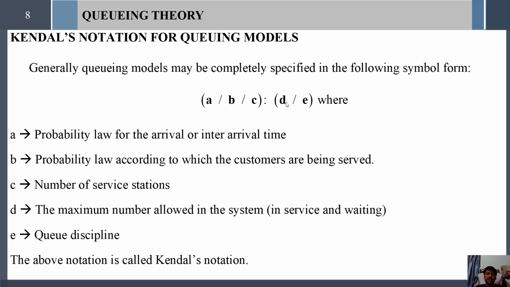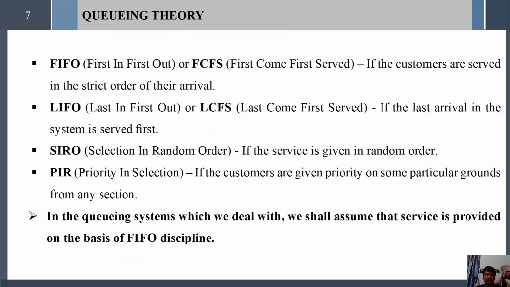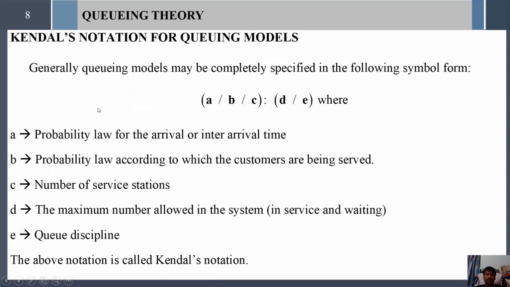And next E, this E is nothing but queue discipline. This queue discipline, what we have seen, whether it is the FIFO model or LIFO model or SIRO model or PR model. But generally we are going to see solving problems as per our syllabus. In this section we see the FIFO model. And the above notations are called Kendall's notation. This notation is very important, and important for university questions also, for small mark questions.